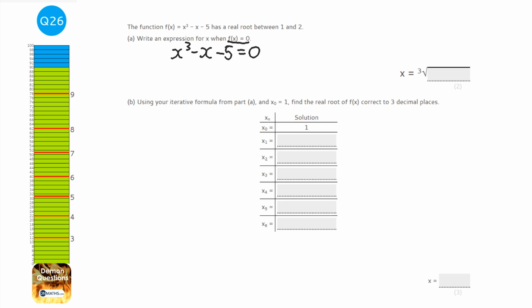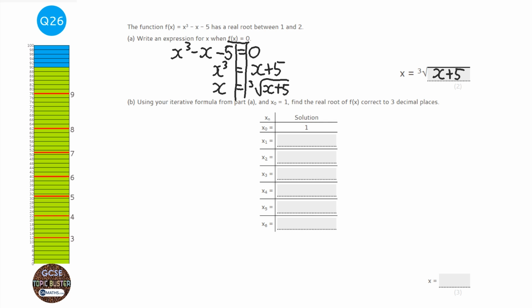Now the question's given you a hint because it says that it involves a cube root. So we know that we're going to have x cubed equals something, and then we're going to cube root both sides. So I'm going to just put my lines down. And we're going to add x and add 5 to both sides. And we're just going to cube root both sides.